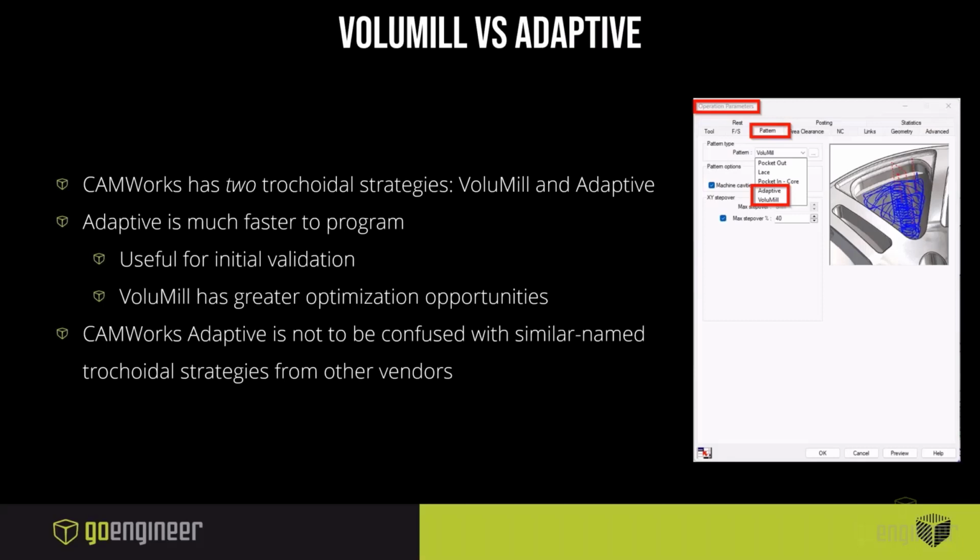So why do they have two? Adaptive is much faster, a little more plug and play to use. VoluMill has a lot more optimization opportunities though. VoluMill just has more tweaks and buttons. Adaptive is kind of a just rougher roughing operation. And it's especially useful in situations where maybe you're doing super low quantities, or your programmer's time is much more valuable than this short project that you're trying to run off.